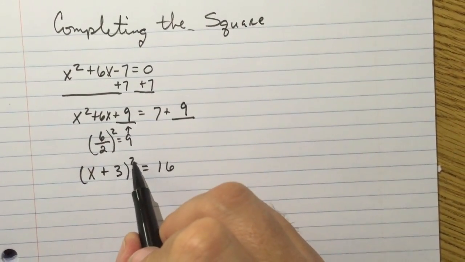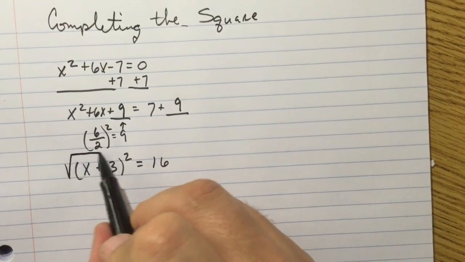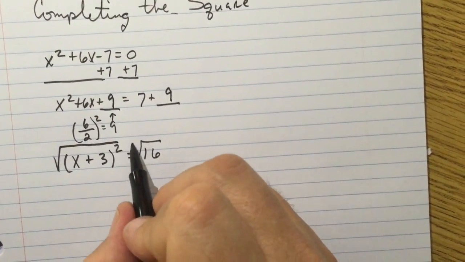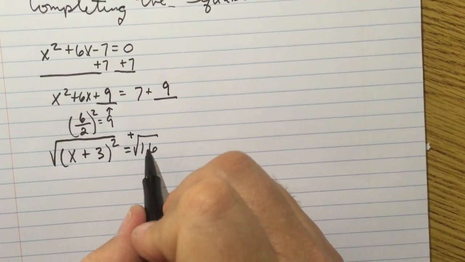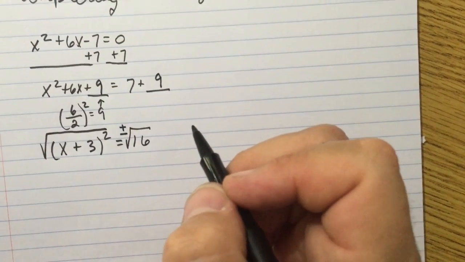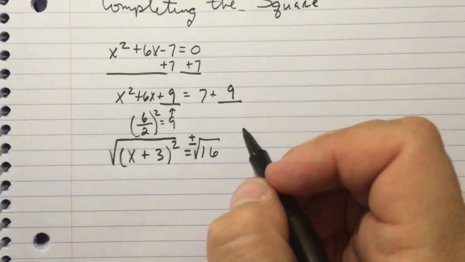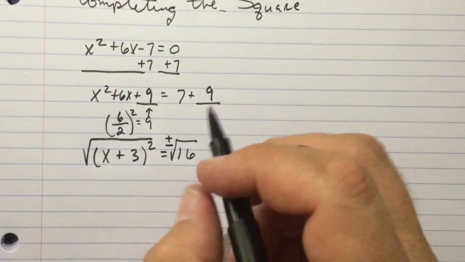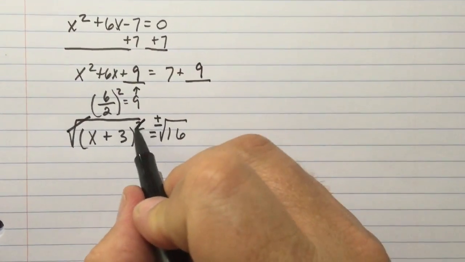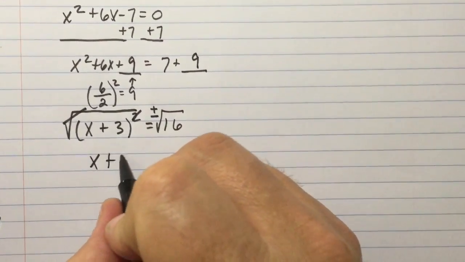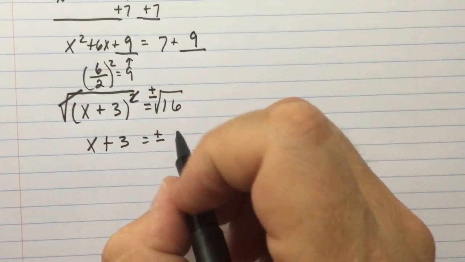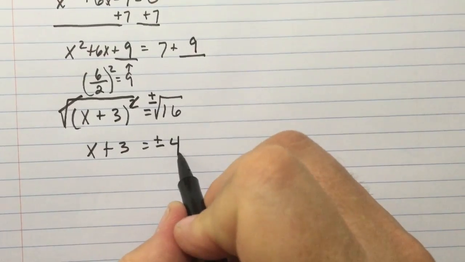Then, in order to get rid of the square, you're going to take the square root of both sides. Remember, when you take the square root of a constant, that gives you plus and minus because there's two ways of getting 16. One is 4 times 4, the other one is negative 4 times negative 4. The square root takes care of the square, leaving you with x plus 3 is equal to plus or minus. Now the square root of 16 is 4.